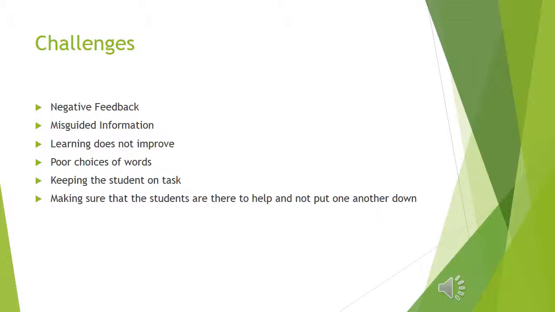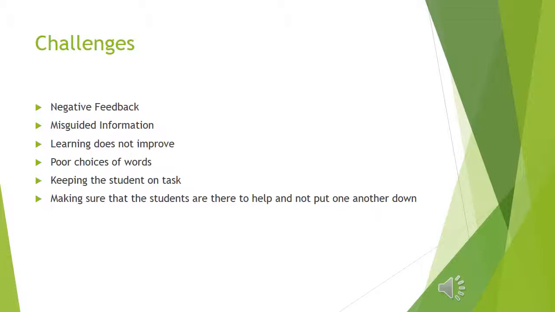Students don't always have the best vocabulary, so poor choices of words. Instead of saying you could fix this, or this is incorrect because so and so, they might just say, oh, that statement was dumb, and could start an argument, just by using poor choices of words.